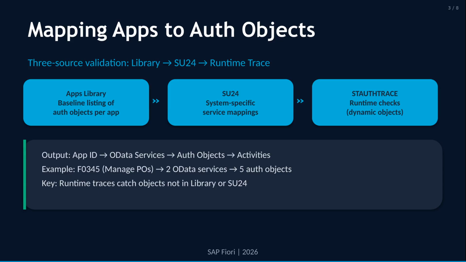Next, validate the mapping in your system. Open transaction SU24 for a test user with the app's business role, and check which authorization objects are actually checked when the user opens the app. Do the same for apps built on the RESTful application programming model, because these apps often have authorization controls defined in behavior definitions rather than traditional authority checks. Document the mapping in a structured format: app ID, app name, OData services, authorization objects, activity values. This mapping becomes the input for your SOD conflict rules.